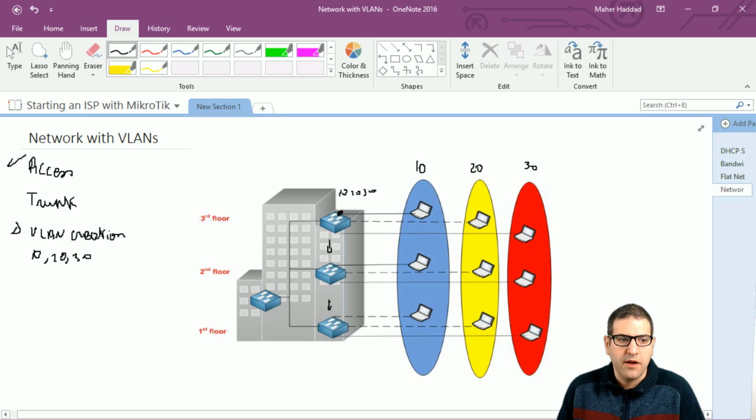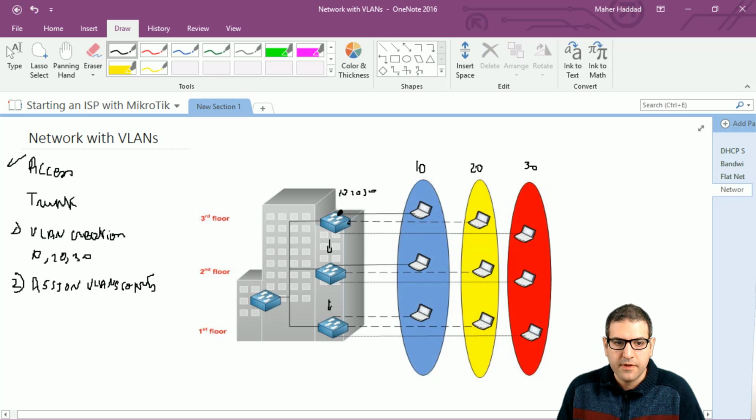So first we create the VLAN, and second we assign VLANs to ports. In my case, on the switch of floor number 3, I will say this port, which is for example Ethernet 2, I want to put on VLAN 10. Then this PC becomes inside VLAN 10.